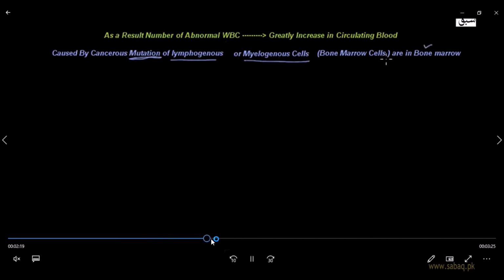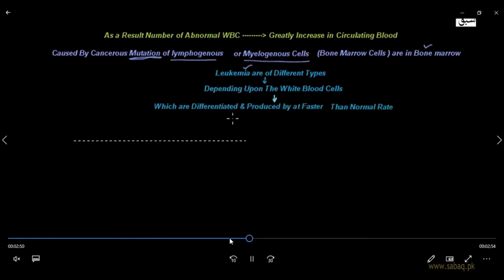These are basically the main cause of the cancerous production of cells. Now, what are the types of leukemia? There are different kinds of leukemia depending upon the white blood cells. As I told you before, white blood cells have several types: granulocytes, which are further classified into neutrophils, basophils, etc., as well as monocytes. Depending on which type of cell is being mutated or produced abnormally, the disease is named after that specific cell type.